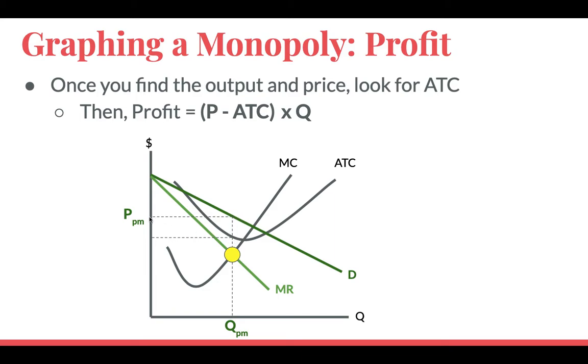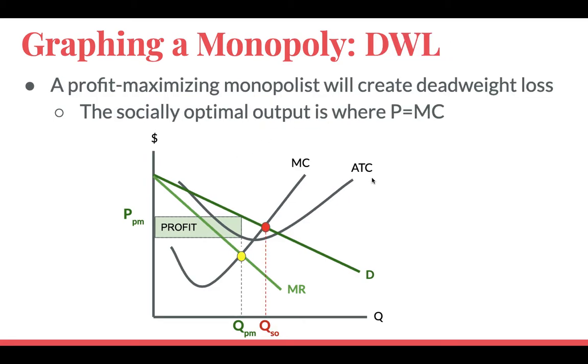So this is my per unit profit, price minus ATC. And you can see that that's also measured over here with these 2 points. Here's my price. This would be average cost. So price minus ATC times quantity. This entire area would represent economic profit. So you just have to find those three things, right? Quantity, then price, and then just look for your average total cost curve.